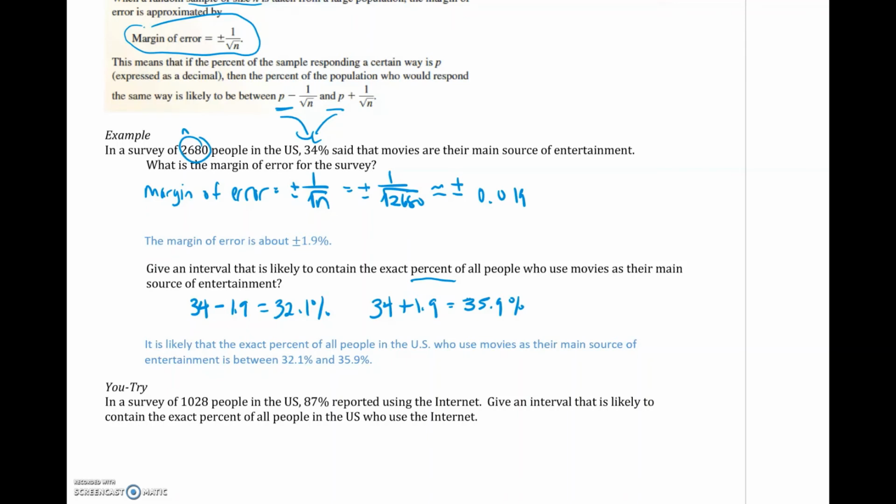Cool. So you have one U-try problem here to practice that margin of error. So again, pause so you can work on your U-try and then hit unpause when you're ready to move on.